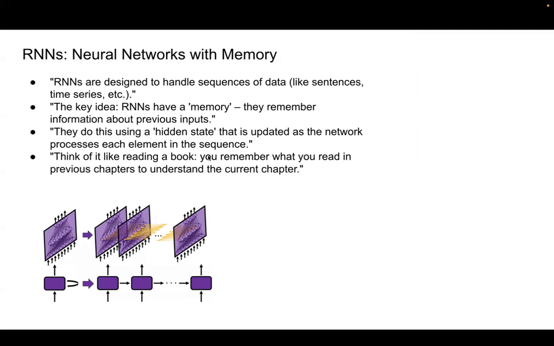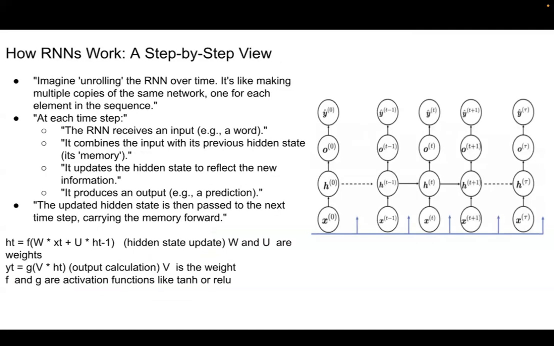Think of it as reading a book. You remember what you read in the previous chapters to understand the current chapter, correct? Which means at every step, at a particular time t, it remembers what it had learned in the previous words. So let's see a step-by-step overview. We will have a very detailed step-by-step overview, with an example, in the end. At each step, the RNN receives a word, and it combines it with the previous hidden state, or its memory. Initially, it just assumes any random weight, and then it updates as time flows by.